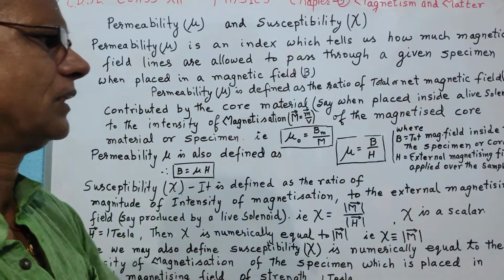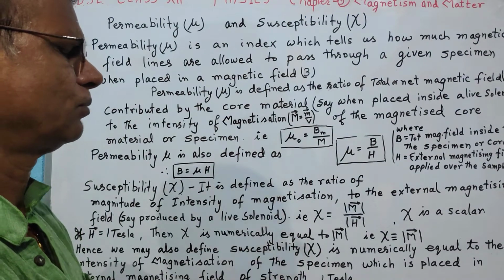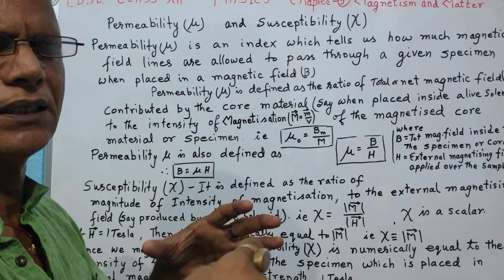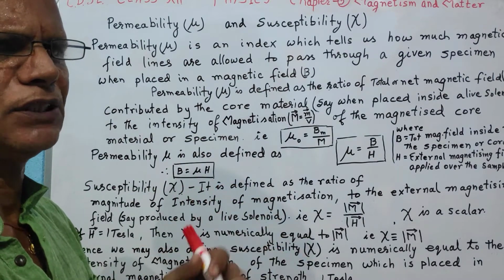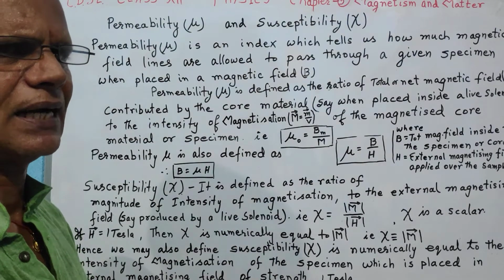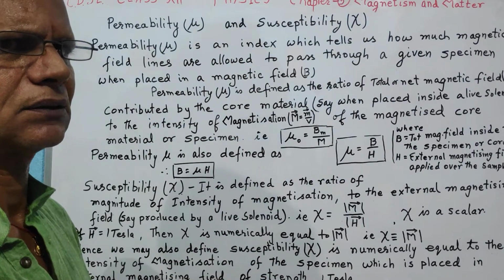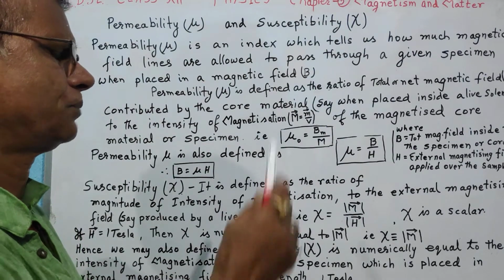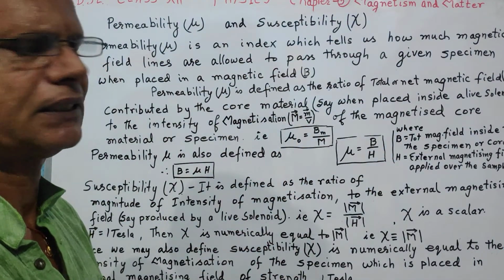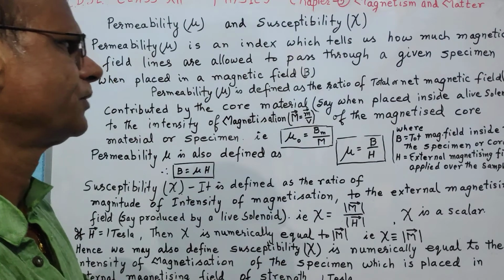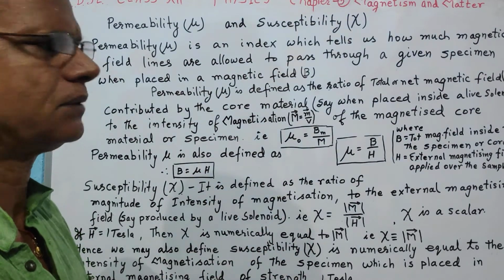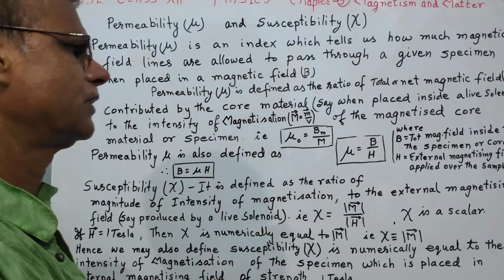where B is the total magnetic field produced inside the core material when a sample is placed inside, say, a solenoid, which is producing some uniform magnetic field at its axis and around the axis. When a specimen is placed there, the total net magnetic field produced by the specimen to the intensity of magnetization produced in the specimen, this ratio is known as permeability.